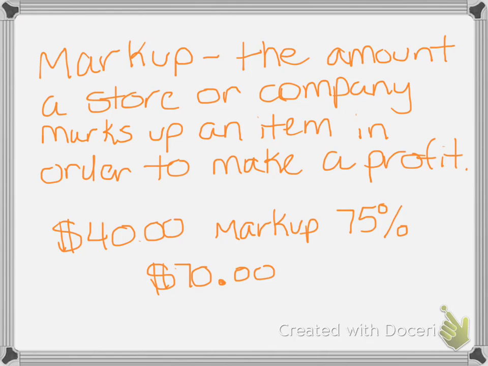So say Foot Locker, when they sell their Nikes, they're going to pay Nike so much per pair of shoes, but Foot Locker wants to stay in business, so they're not going to charge the customer the same price. They're going to mark it up to a higher price in order to make money. So that's what markup is. So here, write the definition down: the amount a store or company marks up an item in order to make a profit. So, for example, a $40 item, if it was marked up 75%, they would be charging the customer $70. So it cost the store $40, they marked it up 75%, they charge the customer $70.